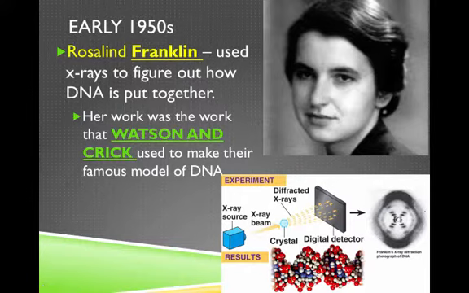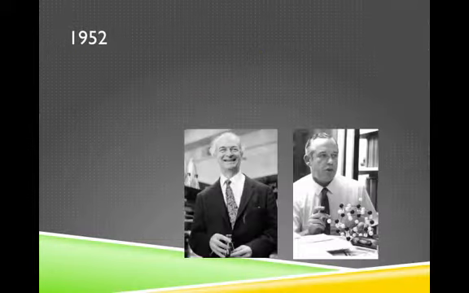This Photo 51 was basically the photo that confirmed what Watson and Crick suspected, that DNA was a double helix. Before Watson and Crick received the Nobel Prize for discovering that DNA was a double helix, Rosalind Franklin actually passed away from cancer due to X-ray radiation. Rosalind Franklin's not credited with much of the discovery of DNA. However, she was an integral part in it, and Photo 51 is one that you should be familiar with.